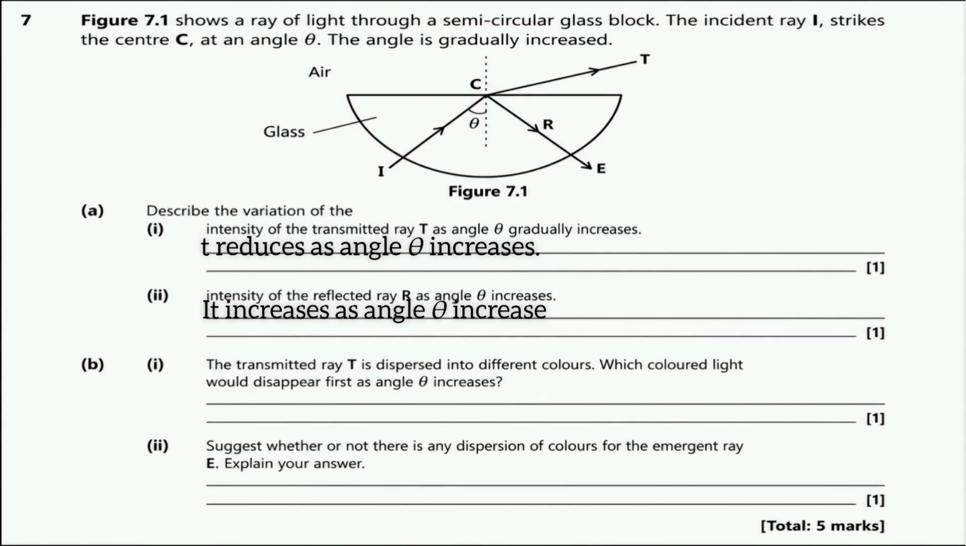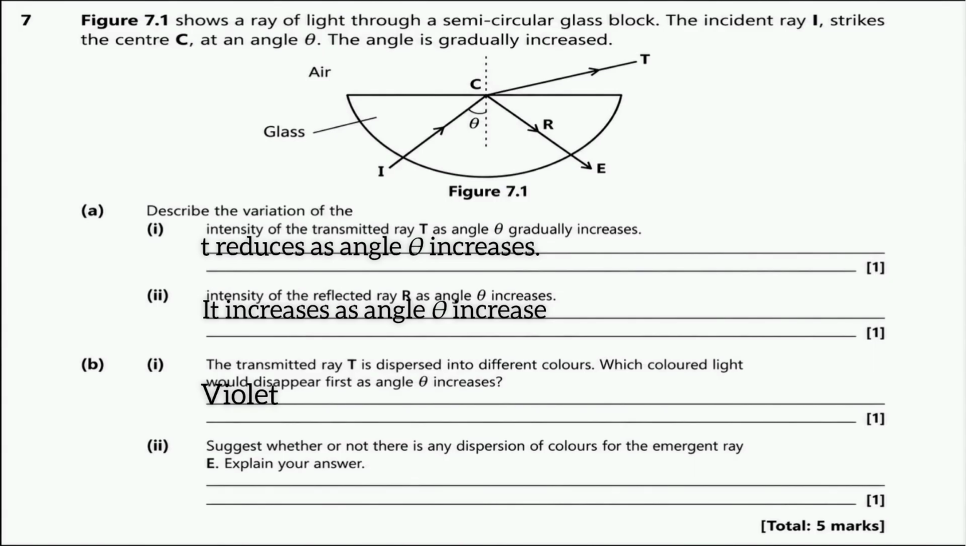Moving on to question 7B1, it reads, the transmitted ray T is displayed in two different colors. Which colored light would appear first as the angle increases? The answer is that violet light would appear first.